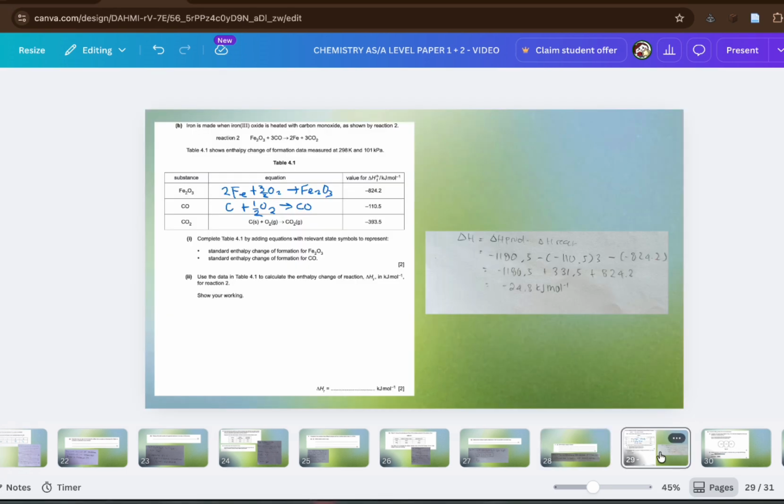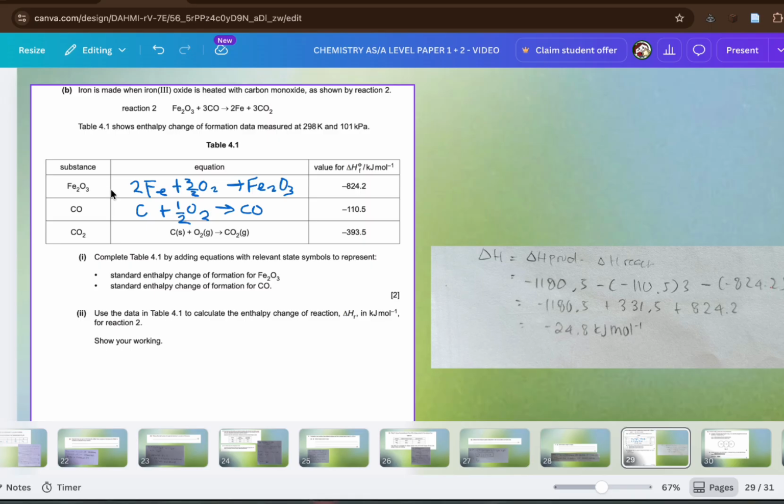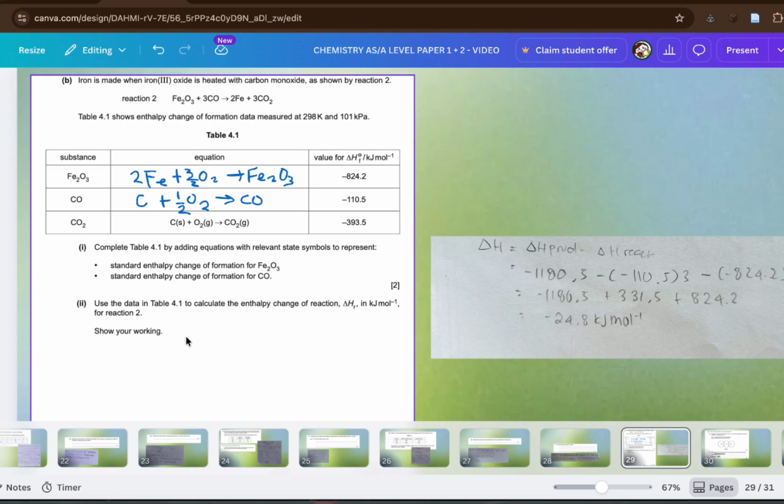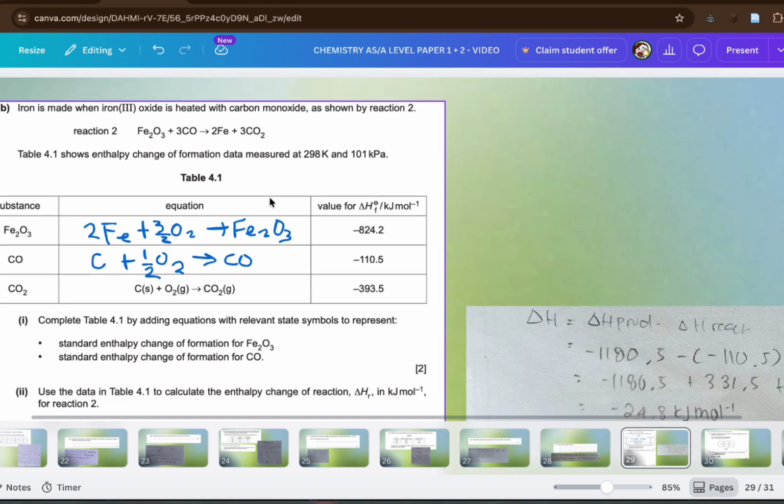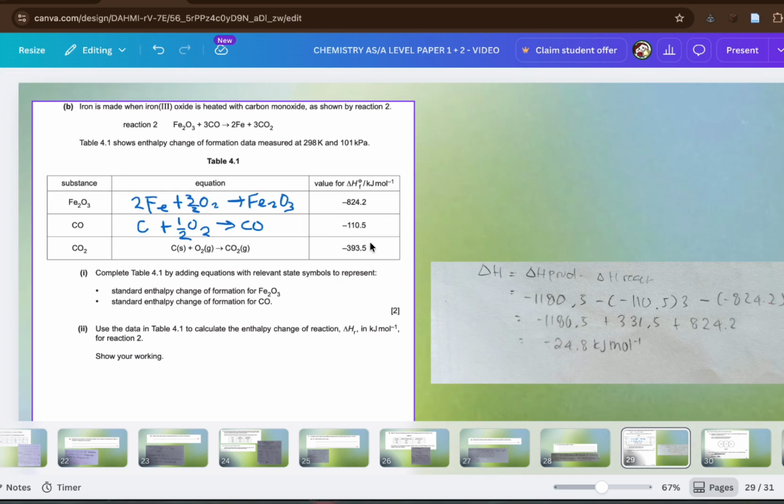Iron is made when iron 3 oxide is heated with carbon monoxide, as shown by reaction 2. Table 4.1 shows enthalpy change of formation data measured at 298 Kelvin and 101 kilopascals. Complete table 4.1. Right, we already did that. Next, use the data in table 4.1 to calculate the enthalpy change of the reaction. Show your working. So, we have to calculate the enthalpy change for this reaction. We already have the values here, so we just have to plug them in.